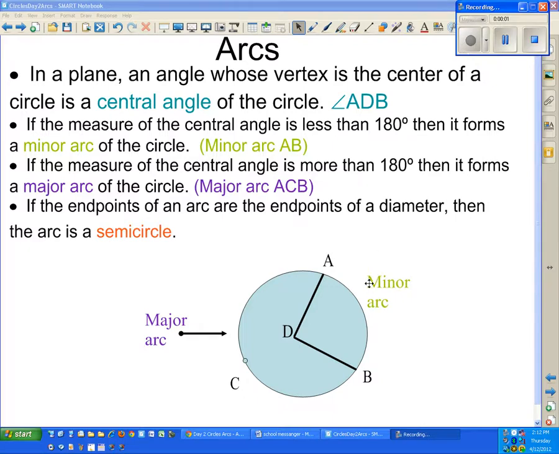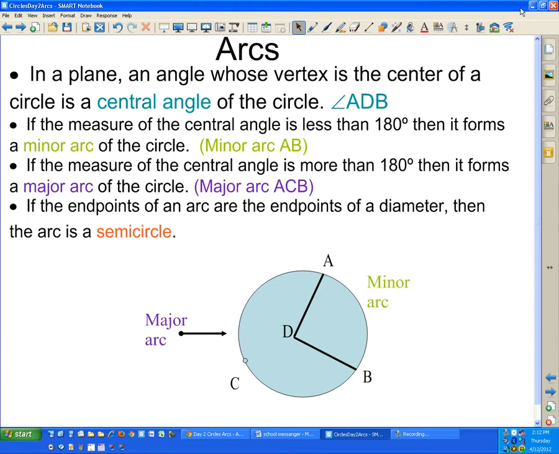Hello and welcome to day 2 of circles. This is arcs. That's what we're going to be dealing with. Again, there's going to be a whole bunch of definitions that you need to write down, and you need to make sure you know what they mean, because these are the terms that we're going to be talking about in class. So please get these down.